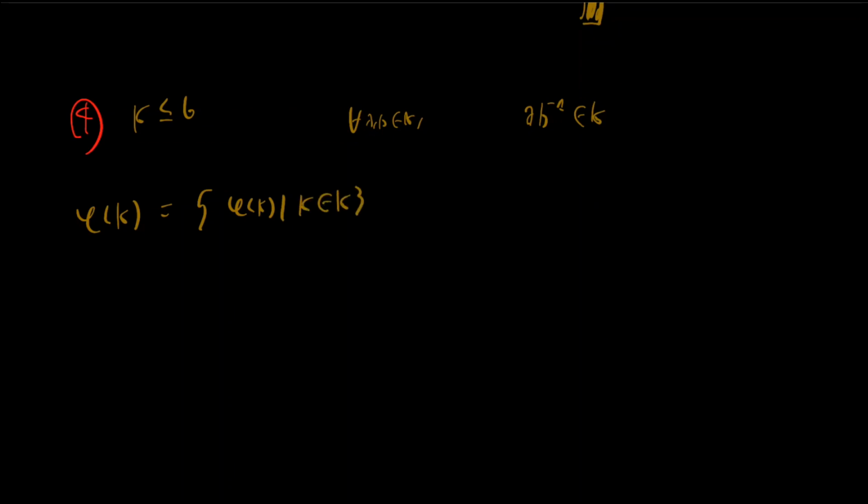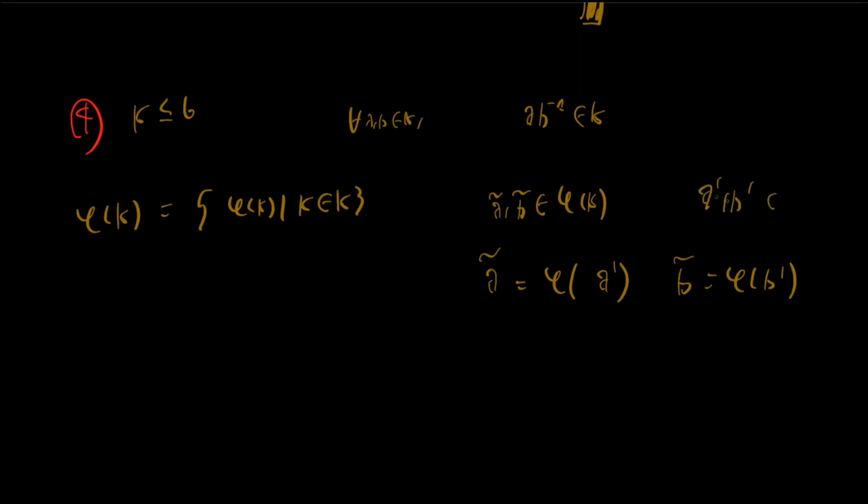And what we want to show is that this is a subgroup. So we're going to take two elements, I'm going to call them a tilde and b tilde, inside of phi of K. And we notice that, since phi is an isomorphism, we can write a tilde as phi of some value a prime, and b tilde as phi of b prime. But a prime and b prime, by the definition of phi of K, are going to be members of K.